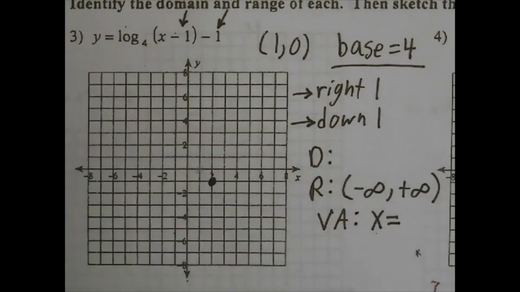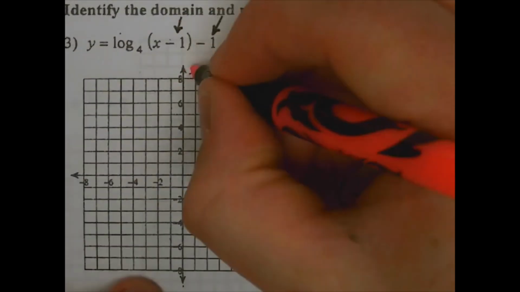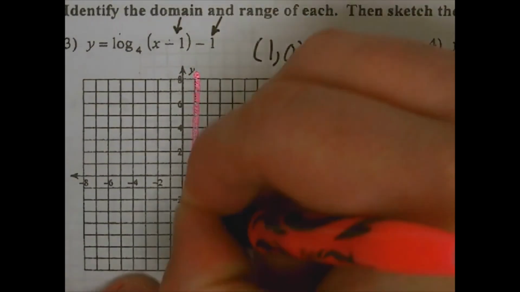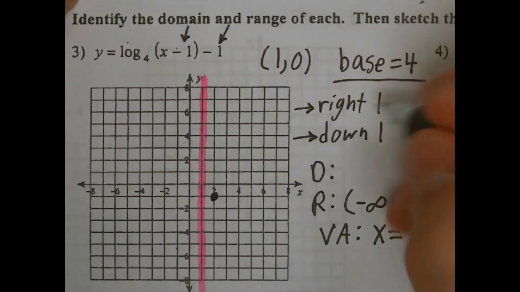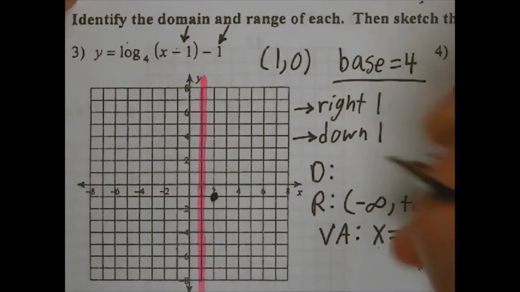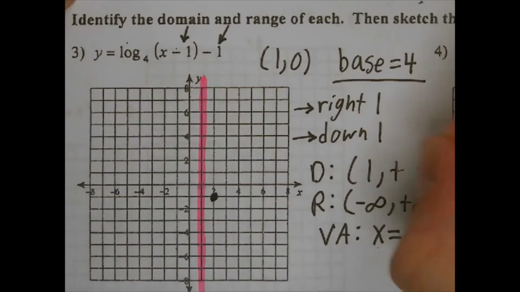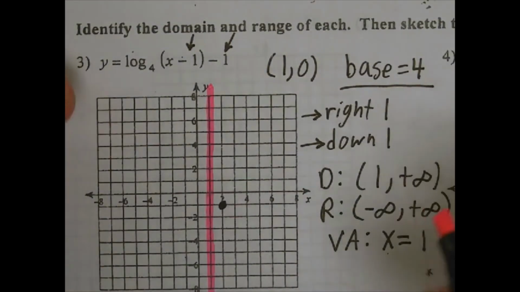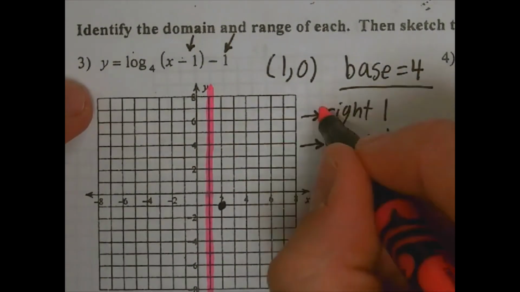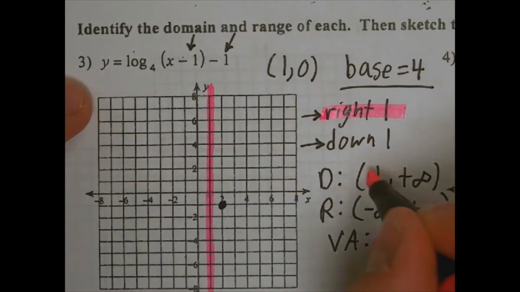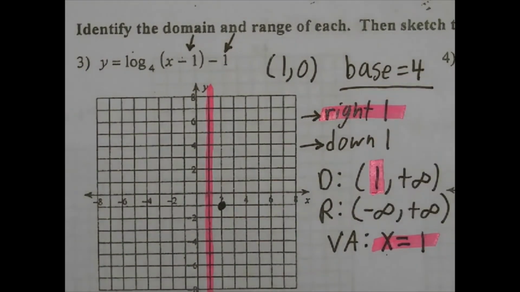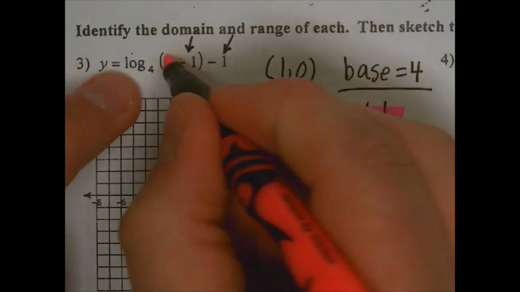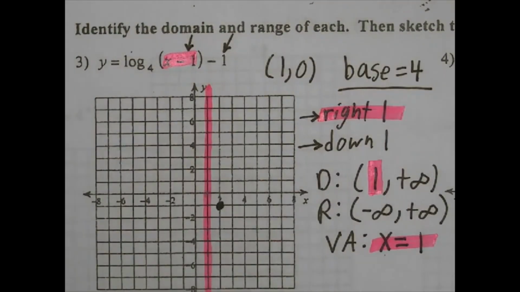And again, you want to make sure that you are 1 away from that original starting point. So since I went right 1, the asymptote number is 1, and my domain is 1, positive infinity. Okay, and again, right 1 asymptote number here, which now would be on the inside and not the outside like exponential functions were.